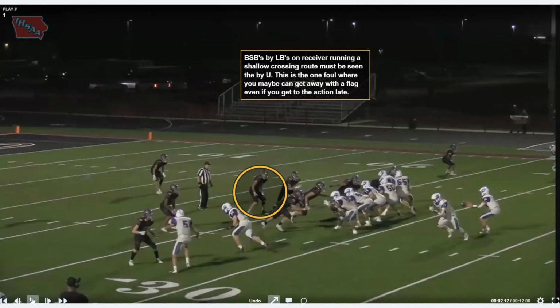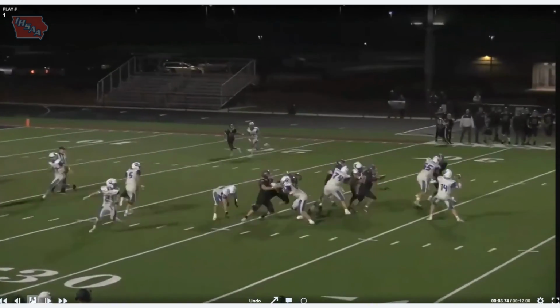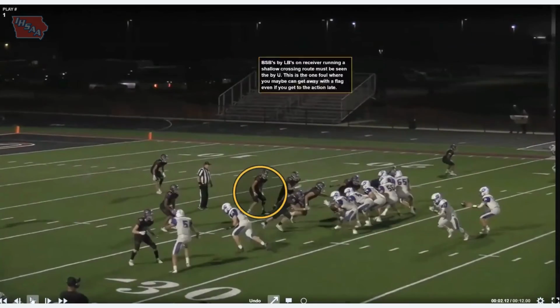Blindside block by linebackers on receivers running a shallow crossing route. Who's going to see them if they're in front of the umpire? I know you're looking at center and guard. Blindside block is one where you can kind of get away if you see the end of it and see the result of it, that you know was a blindside block, because we don't have a guy that goes head over heels if he blocks who is blocking him. So this is one I think the referee could have got, or I'm sorry, the umpire could have got.